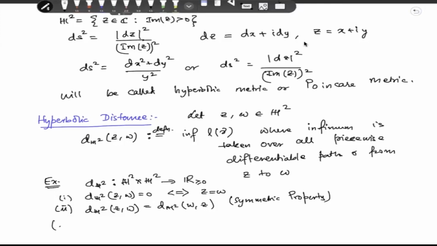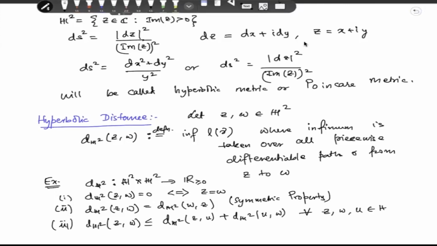And the third is this triangle inequality. The distance between z and w is less than or equal to the distance between z and u plus the distance between u and w, for all z, w, u belonging to this H2. Yeah, one can prove that. So this distance function is indeed a metric, in some lecture.